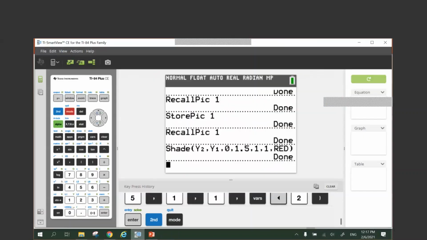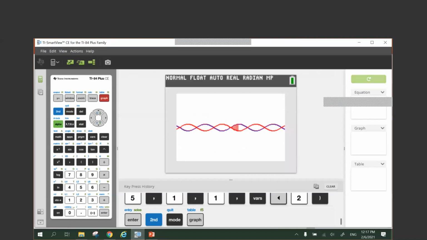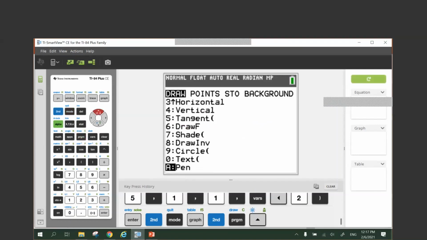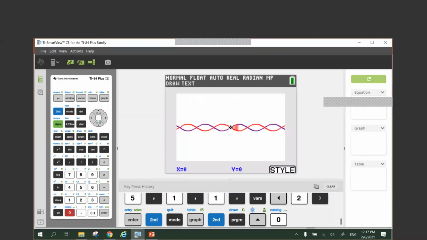Okay, back to my graph. I would like to key in some letters now. So, Second Draw. As I said, this is a cycle, so instead of going down all the time, I can just move up. Then I can see that text is under 0. Bring your cursor to where you want your text to be. You can still change your style, but to save time, I will leave it to you to play around.